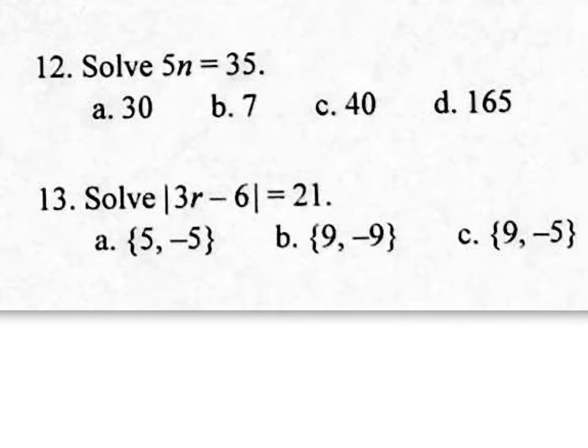Number 12, I'm not going to bother doing. All you do is divide by 5. Okay, I'll do it. Divide by 5, divide by 5. Answer 7. 13, again, you're going to do the positive and the negative situation.